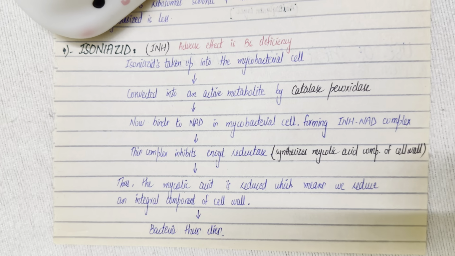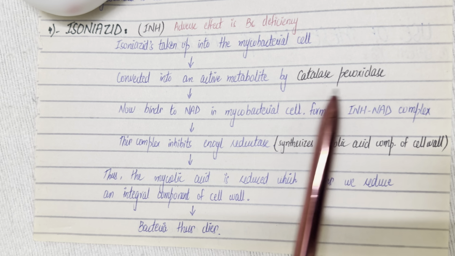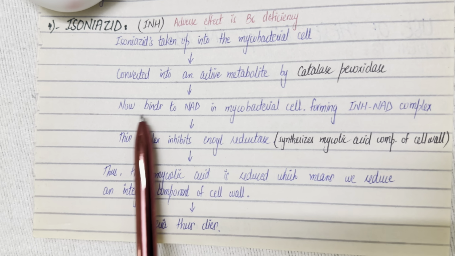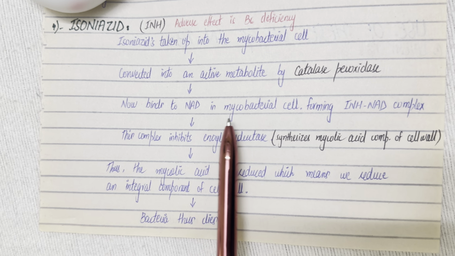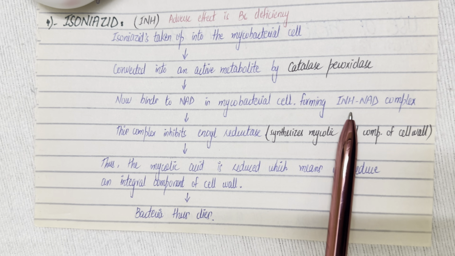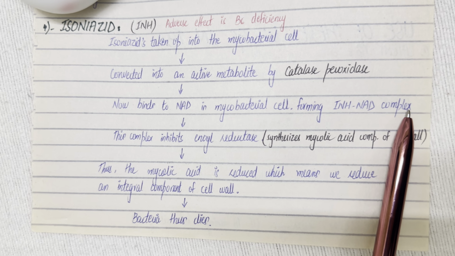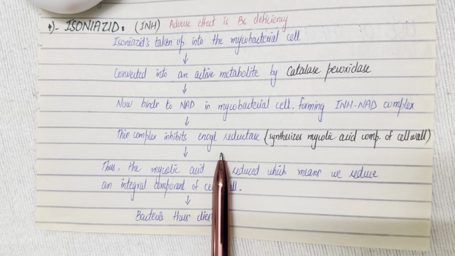The second drug is isoniazid. The mechanism of action is that isoniazid is taken up into the mycobacterial cell wall and then converted into an active metabolite by the enzyme catalase peroxidase. Now, isoniazid binds to NAD in the mycobacterial cell wall, forming the INH-NAD complex. This complex inhibits enol reductase.